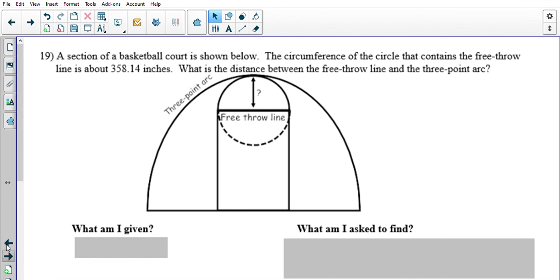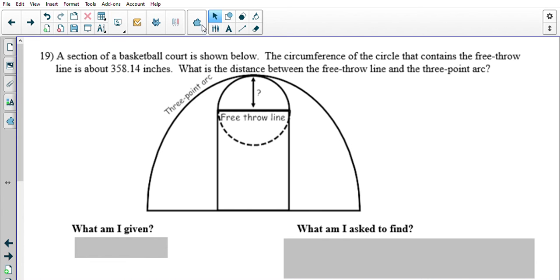A section of a basketball court is shown below. The circumference of the circle that contains the free throw line is about 358.14 inches. What is the distance between the free throw line and the three-point arc? And that's what the question mark, that line, represents in the picture.